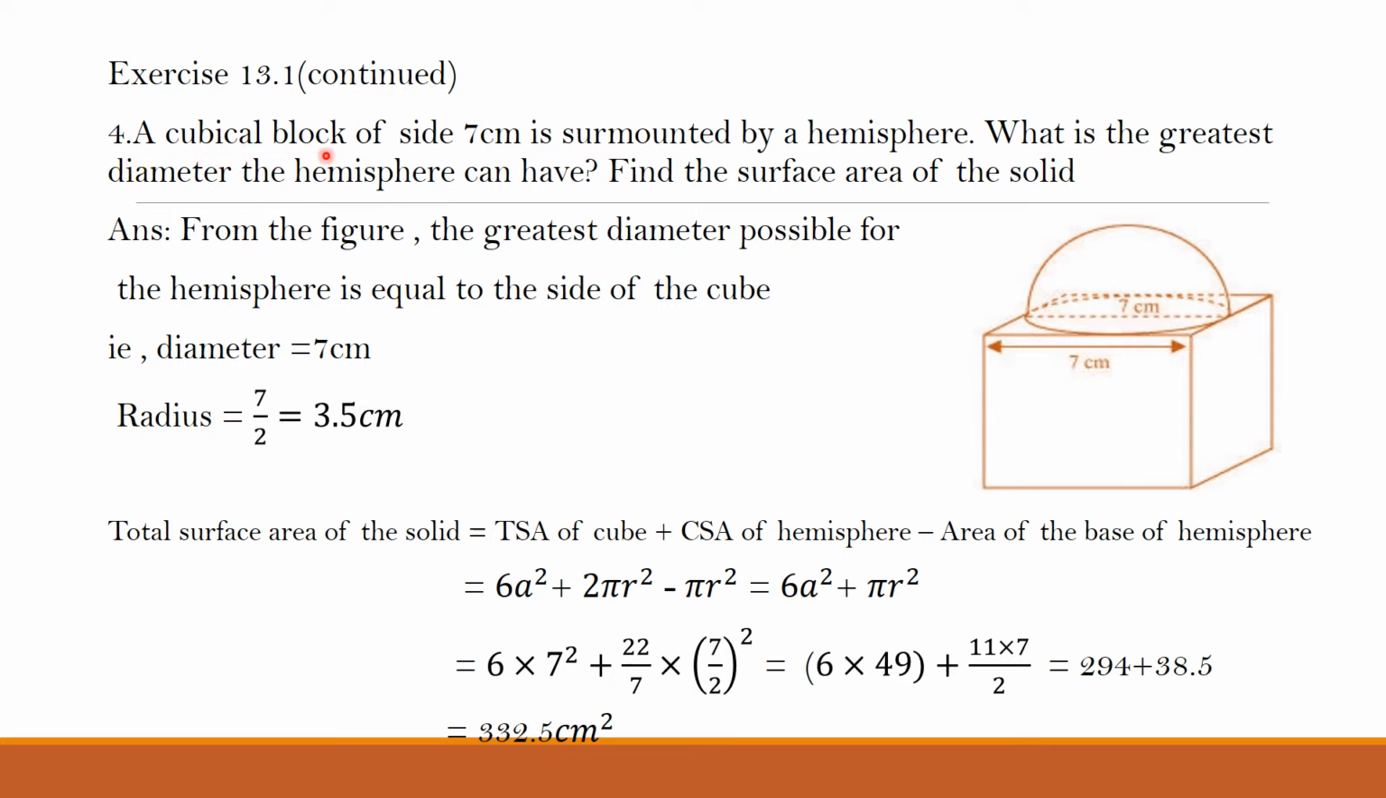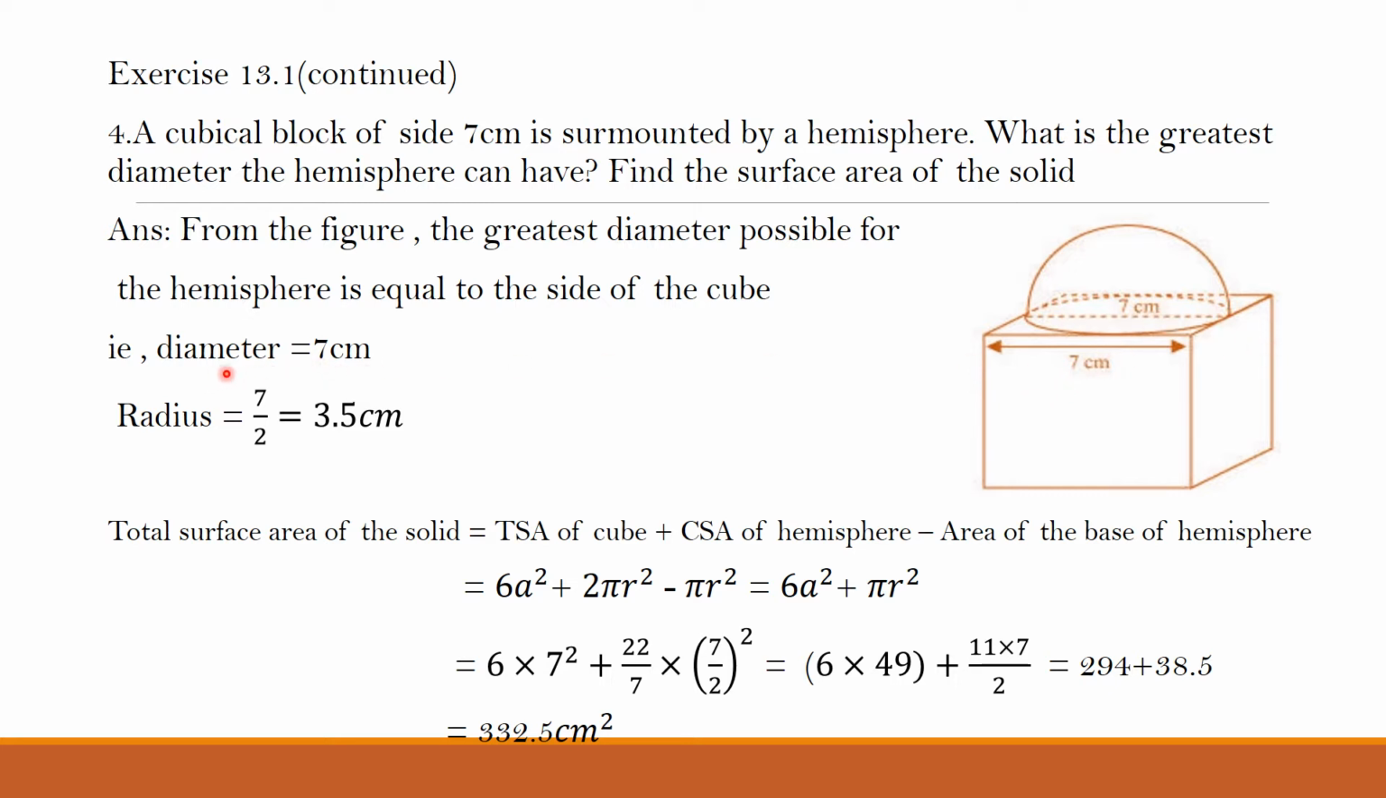A cubical block of side 7 cm is surmounted by a hemisphere. What is the greatest diameter the hemisphere can have? Find the surface area of the solid. You are given a cubical block of side 7 cm. When we are fixing a hemisphere on the top face, we can see the possible diameter for the hemisphere. The greatest possible diameter will be equal to the side of the cube.